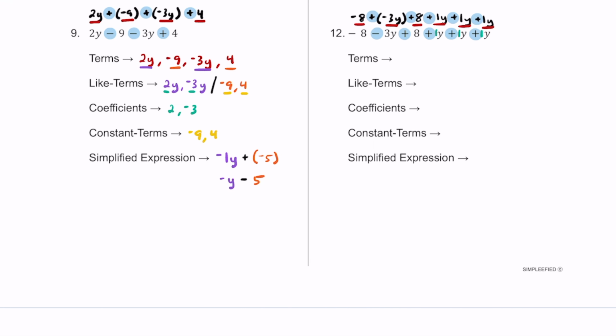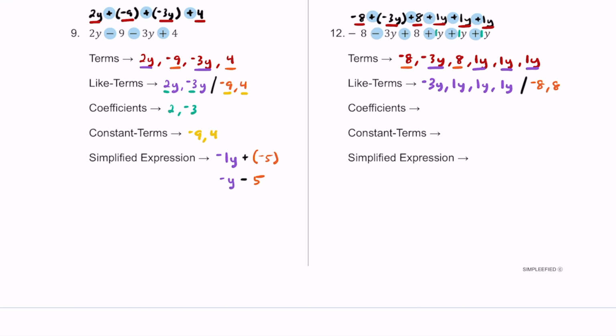So our terms here, let's go ahead and write them. We have negative 8, we have negative 3y, we have a positive 8, we have a positive 1y, another positive 1y, and another positive 1y. All right, so which ones are like each other? Well, all the y's are like each other. So this one, this one, this one, and this one. So we have negative 3y, positive 1y, positive 1y, and another positive 1y. And do we have any other like terms? Well, yeah, we have this negative 8 and positive 8. So we can write negative 8 and positive 8. Those are like each other.